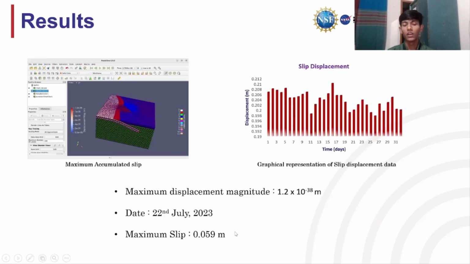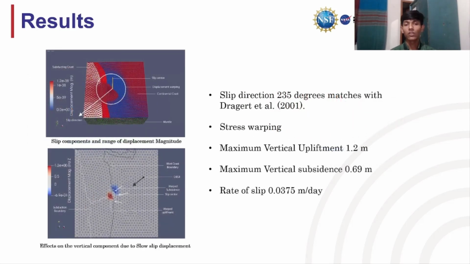So the results we got from this was the maximum slip, which is 0.059 meters. And it was found on the 16th data point, which gives us the date for this maximum slip as 22nd July 2023. Then we calculated the maximum slip magnitude, which is 1.2 × 10^-38 meters. Then we calculated our slip direction, which was 235 degrees, which matches with Drager's previous study.